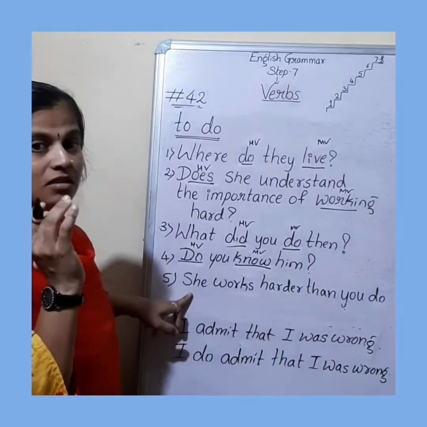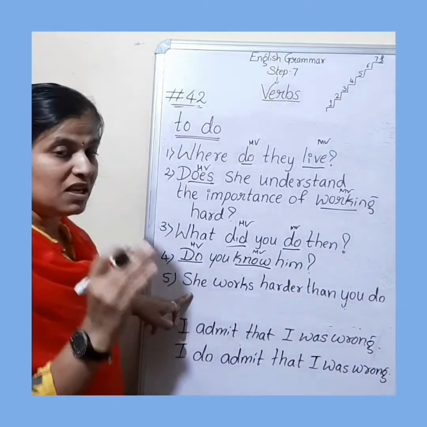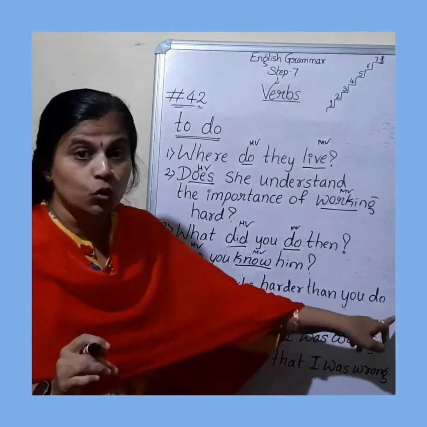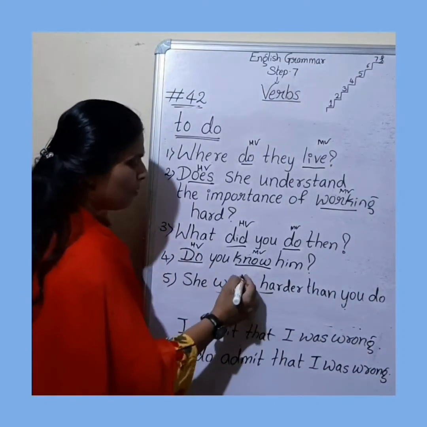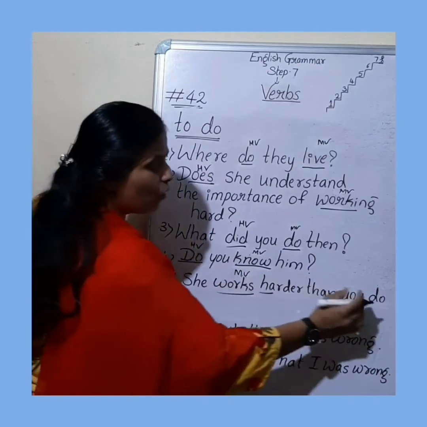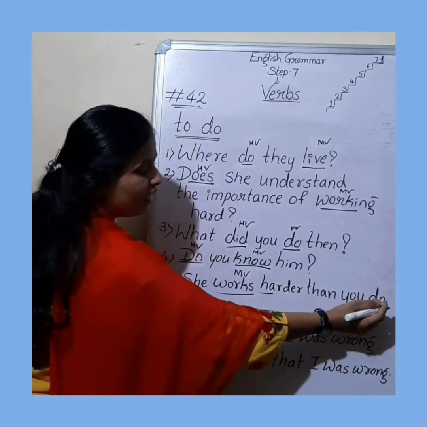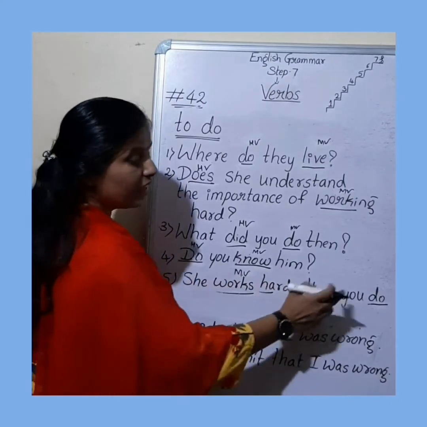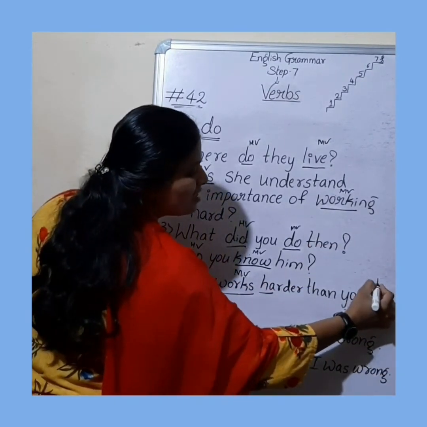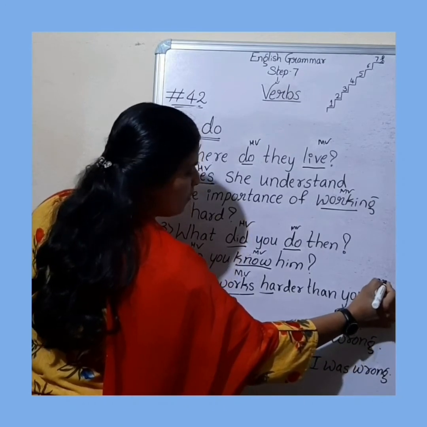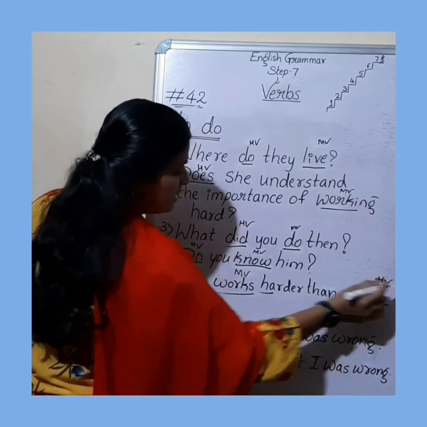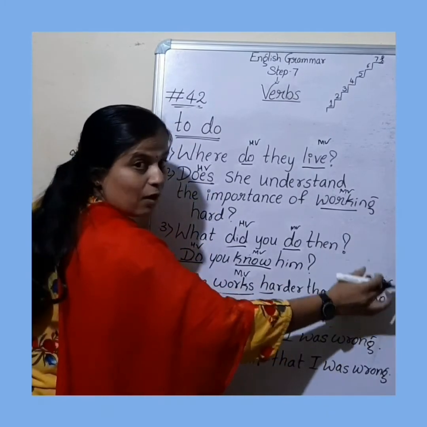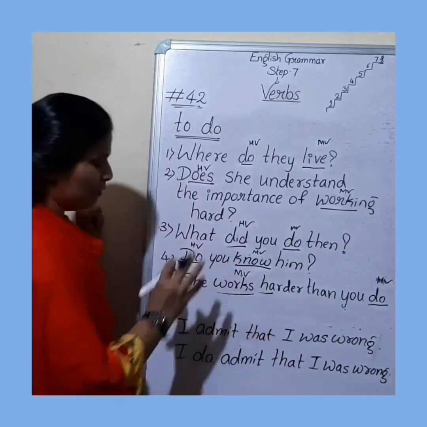As I said, this can be used to avoid the repetition of main verb. Okay, so she works harder than you do. So this works harder is main verb. Now here this do is avoiding the repetition of this works harder. Okay, so she works harder than you do. So this do is called as main helping verb, as it is main verb here. Okay, so it is helping verb which is avoiding the repetition of this main verb.